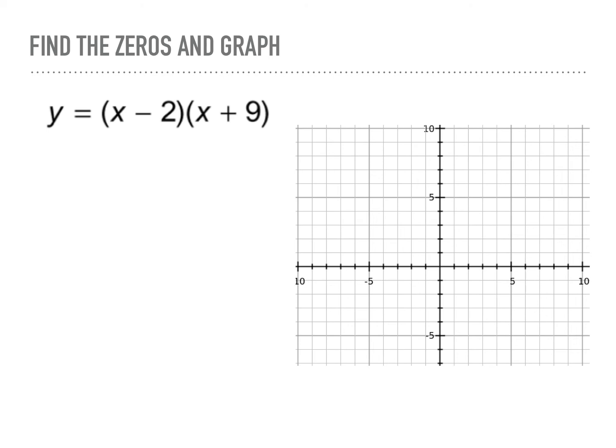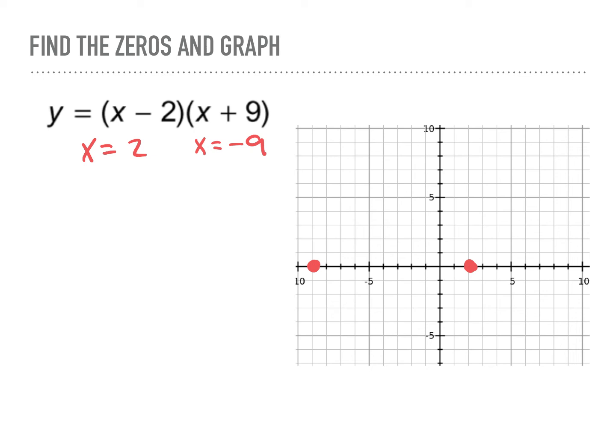So let's go to the next one. First thing I do is find the zeros. So x is equal to what? 2 and negative 9. So we just change the signs. So x is equal to 2 and negative 9. So I'm going to put a point at 2 and a point at negative 9.